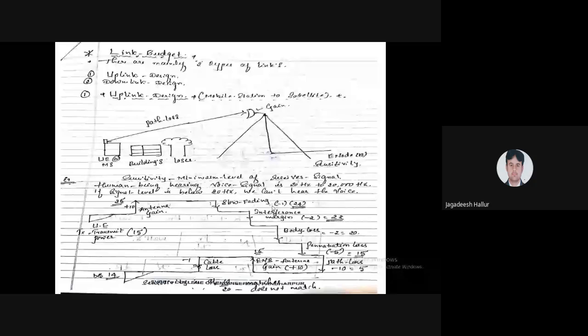And next, the last part of this unit is the link budget. Which are the two links there? Anyone? Which are the two links? Uplink and downlink. Okay, uplink and downlink. Uplink is from which? Uplink is from the mobile station to the satellite.